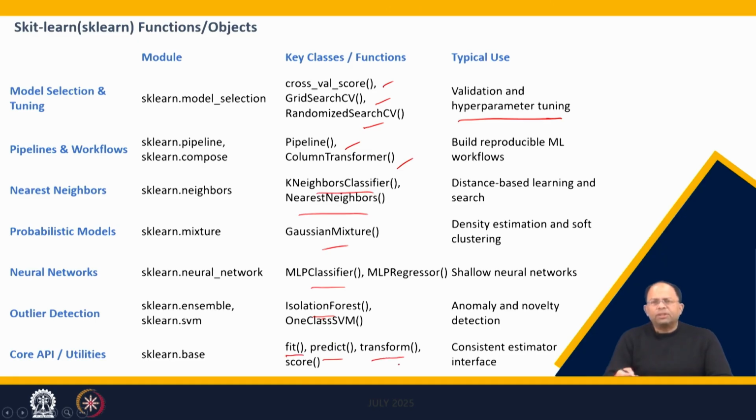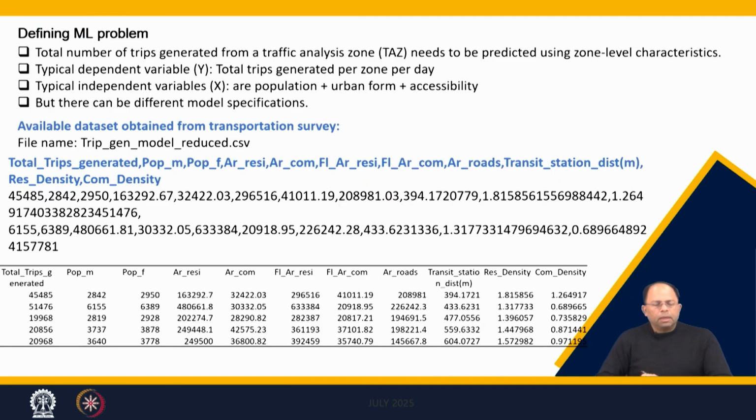Then the transform function can actually transform some of the features, and all this is part of the sklearn library. Now coming to an example of a linear regression model, we will also do linear regression in much more detail later, but this is a typical machine learning problem. That is why we wanted to demonstrate it.